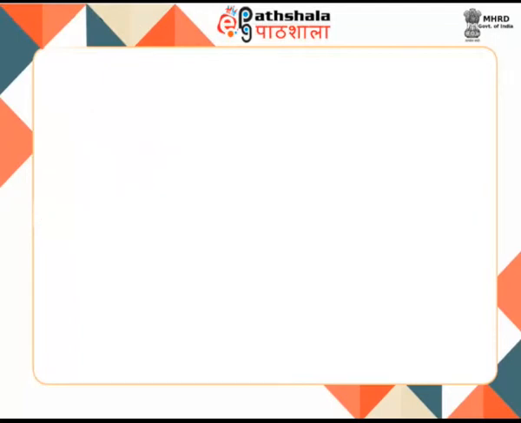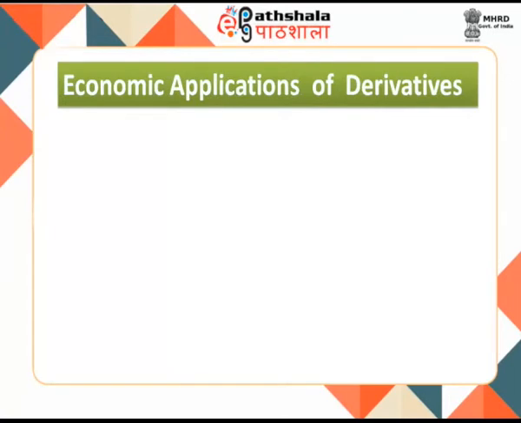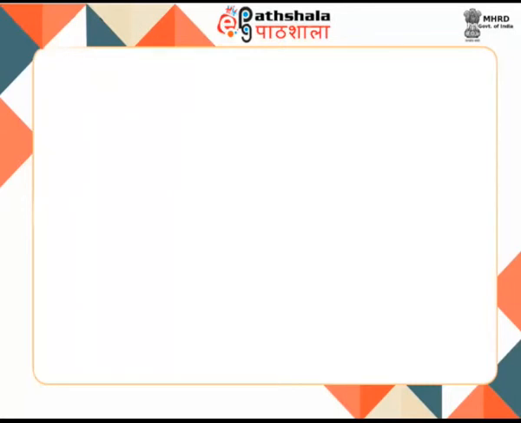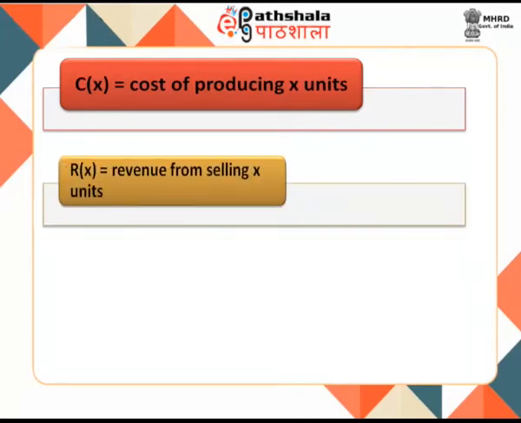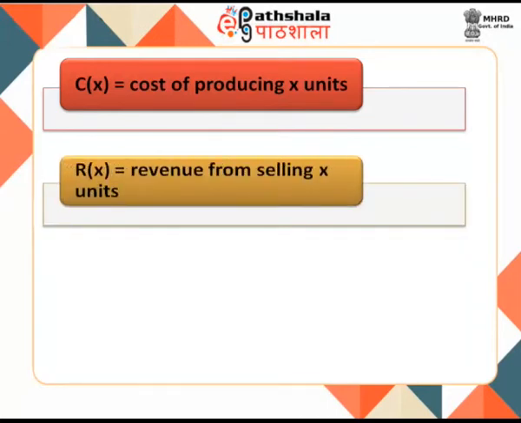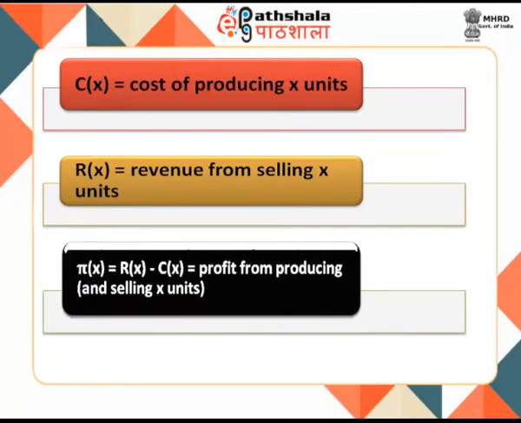Let us now study the economic applications of derivatives, starting with rate of change. Consider a firm producing some commodity in a given period. Let C of x be the cost of producing x units, R of x the revenue from selling x units, and Pi of x equal to R of x minus C of x the profit from producing and selling x units.